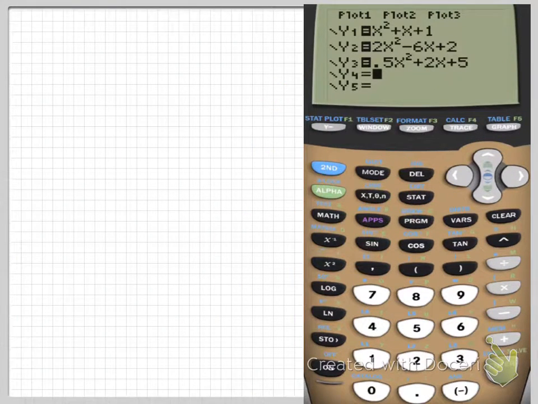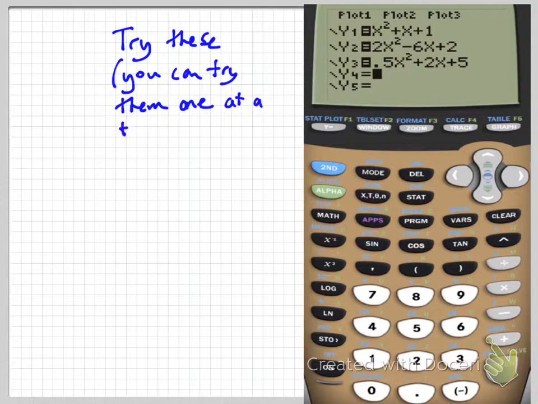All right, here's what I'd like for you to do, is I want you to practice finding a few minimums or maximums, and you can figure out which one you need to press. Try these right here. What I might recommend, instead of typing them in like I have them, is to type them in one at a time at Y1, and you can try them one at a time and find the minimum value.